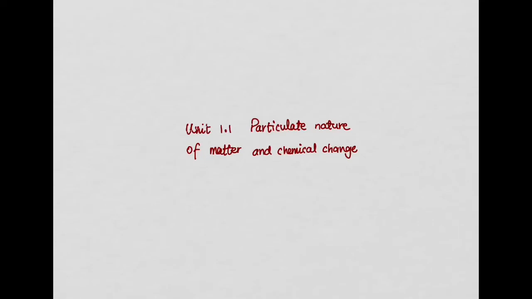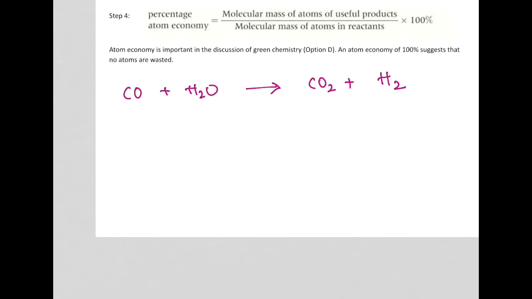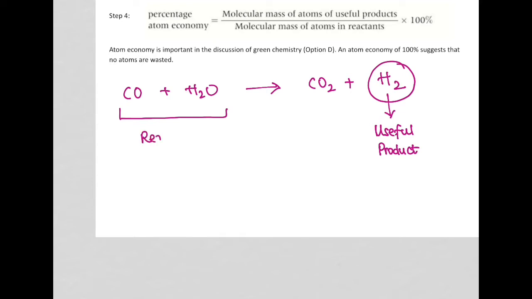Hi everyone. In this part, we're going to be looking at atom economy. Let's consider a particular reaction between carbon monoxide and water to produce carbon dioxide and hydrogen. So let's say that in this reaction, our aim is to get hydrogen. Now, in order to make hydrogen using this reaction, we're going to be using carbon monoxide and water. So these are the reagents.